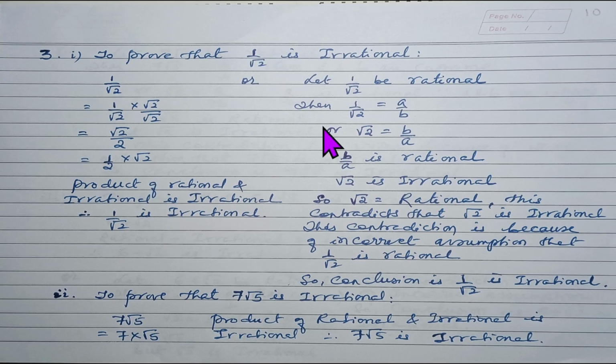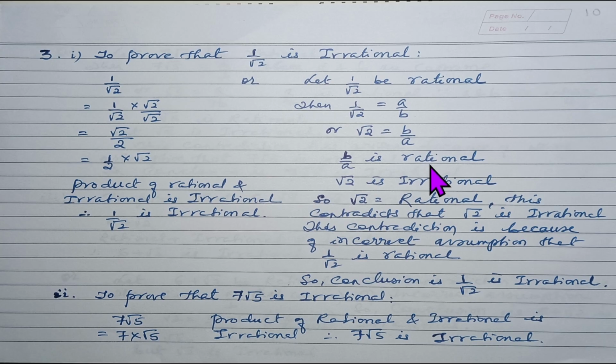Again, to prove it by contradiction method, let us assume that 1 by root 2 is a rational number. If 1 by root 2 is rational, then 1 by root 2 is equal to a by b. That means, please take the reciprocal of this, root 2 is equal to b by a, and b by a, b is an integer, a is an integer, therefore b by a is a rational number, but root 2 is an irrational number.